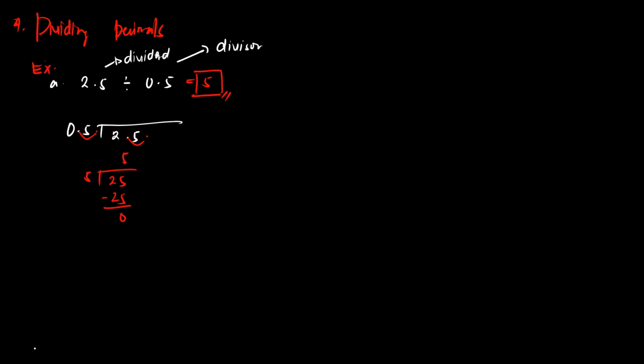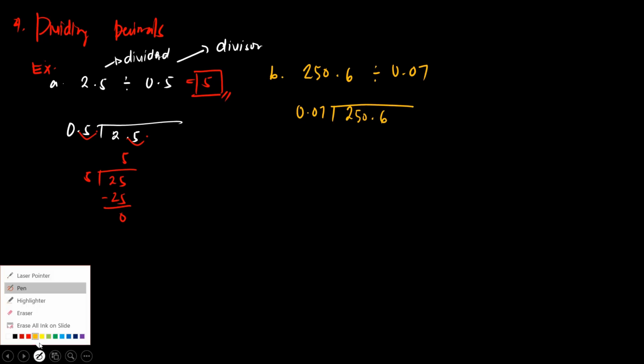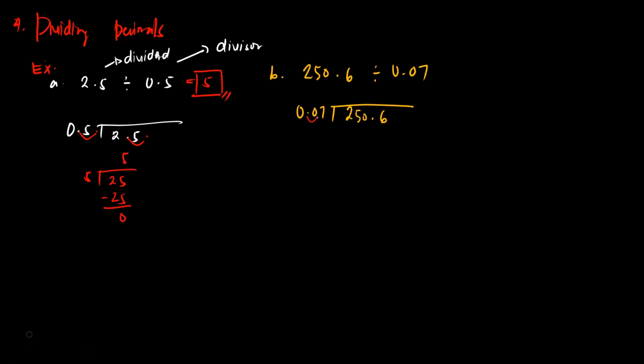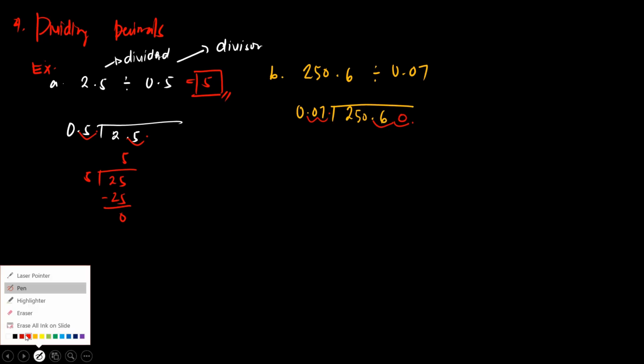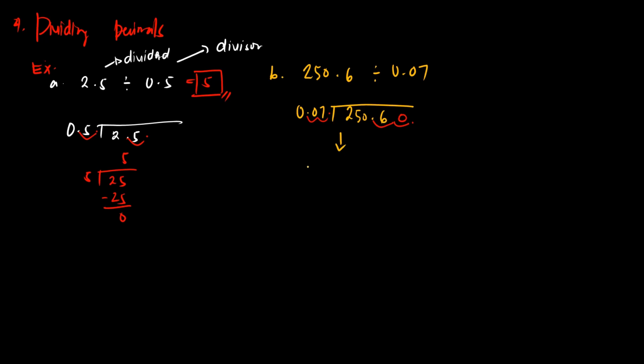Okay, let's have letter B. So, we have 250.6 divided by 0.07. Okay, so si divisor 0.07 nasa labas, 250.6 which is si dividend yung nasa loob. So, ilang movement? Dalawa. Dalawa kasi kailangan natin na i-move na decimal point sa divisor ay dalawa. So, 1, 2. 1, 2. Okay, so let me rewrite it. So, you will have 7 divided by 25060.